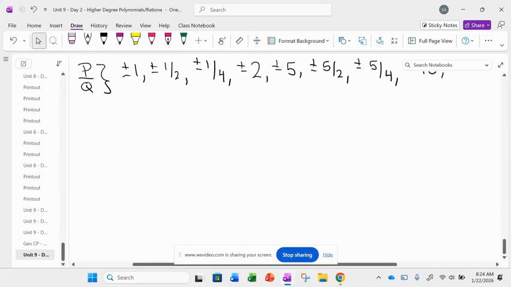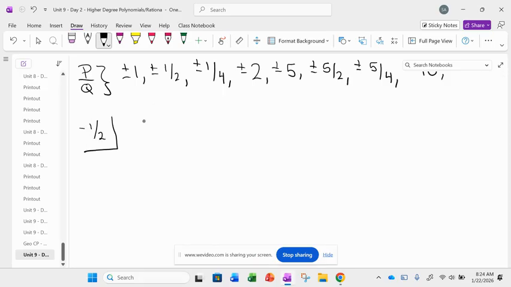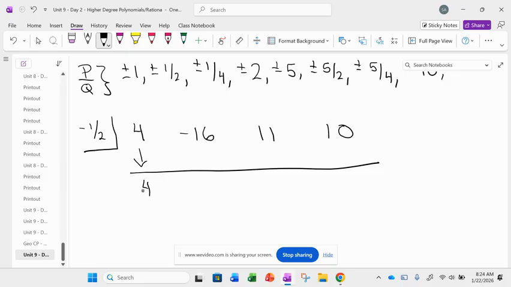I will tell you, negative a half is going to work. So I'm going to use the negative a half for negative 16, 11, and 10. What's half of 4? 2. So this gives us a negative 2. Negative 16 plus a negative 2 is a negative 18. What's half of 18? 9. So that's a positive 9. 11 plus 9 is 20. Do we all agree half of 20 is 10? So that's a negative 10, and there's our 0.